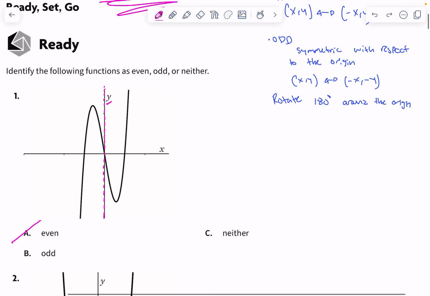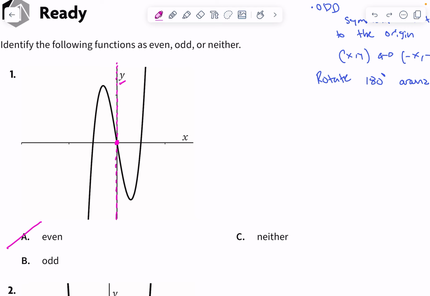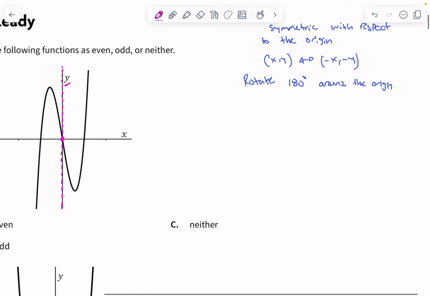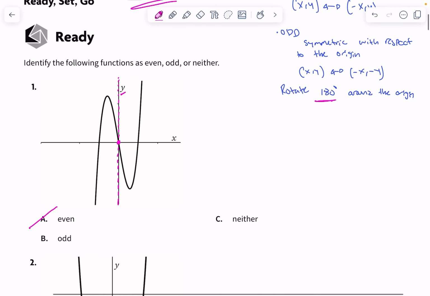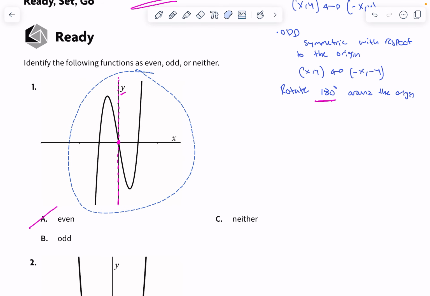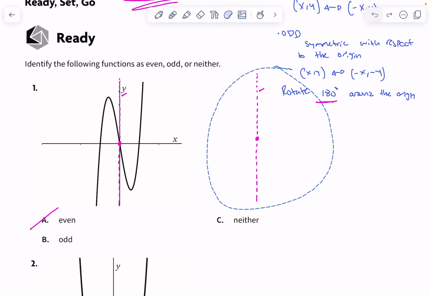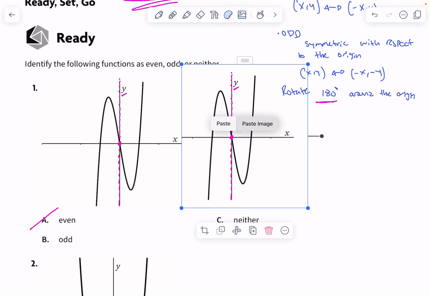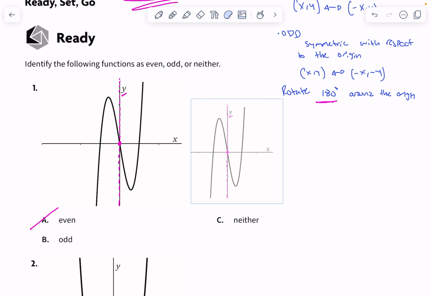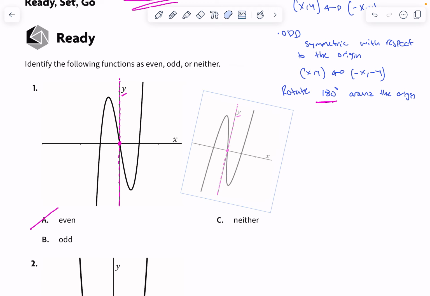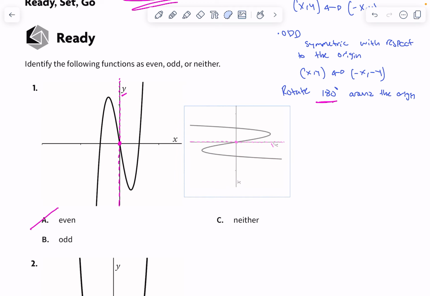Now let's talk about an odd function. An odd function is symmetric with respect to the origin, okay? So what does that mean? That means that if I rotate it 180 degrees. I'm going to take this and rotate it 180 degrees. To make sure we know what 180 degrees is, if I rotate it there, that is 90 degrees.